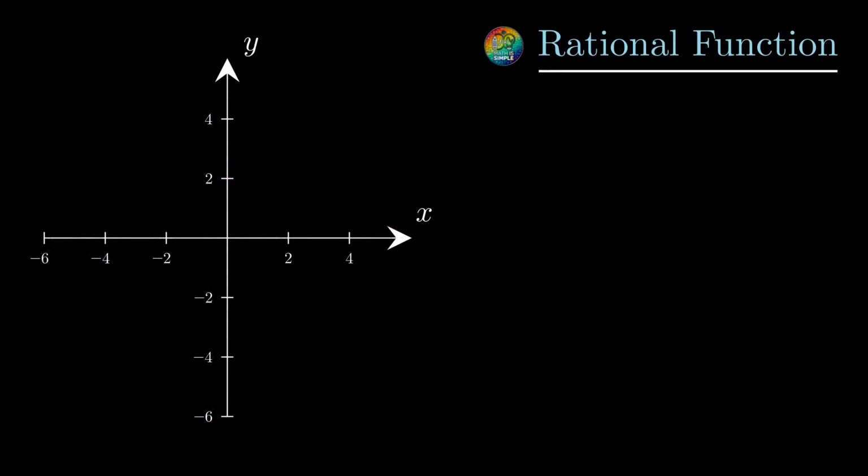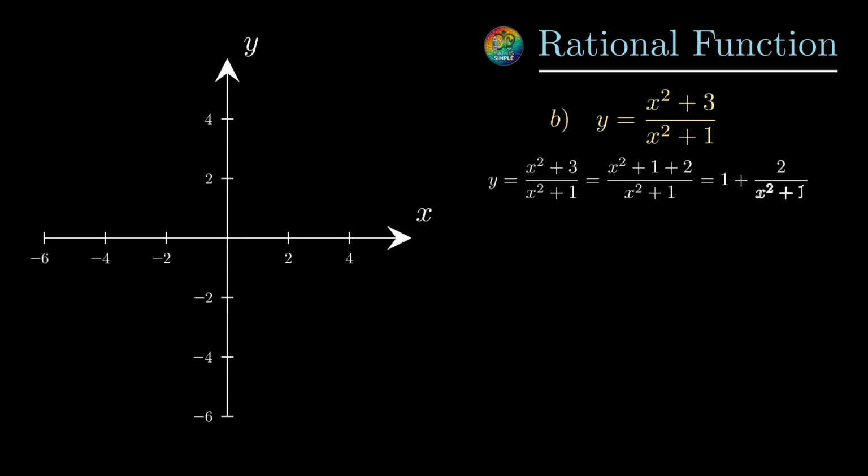Let's move on to exercise B. y equals x squared plus 3 over x squared plus 1. Before diving into the graph, notice a clever trick on the right side. We can rewrite the numerator as x squared plus 1 plus 2. Splitting the fraction simplifies our function into 1 plus 2 over x squared plus 1.